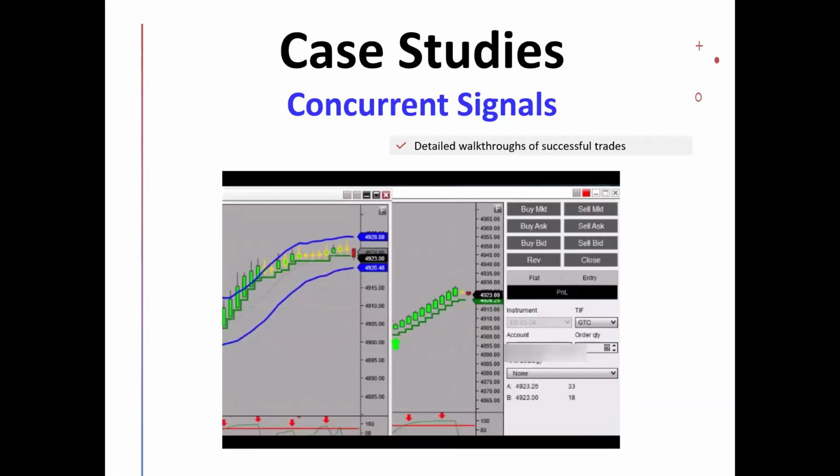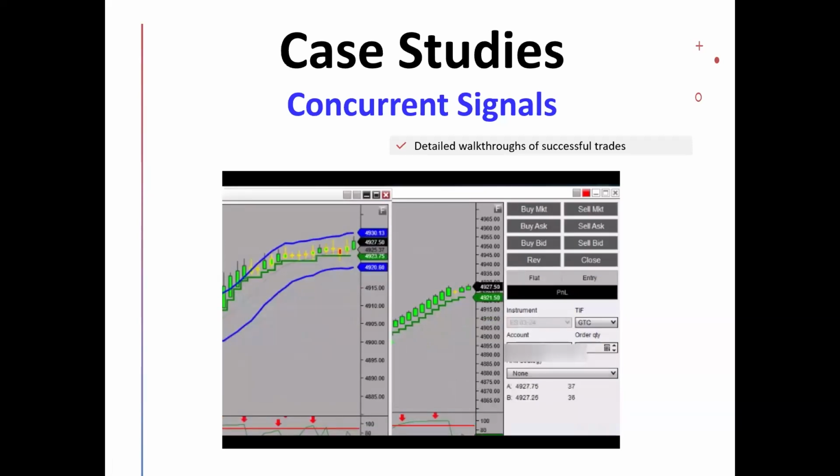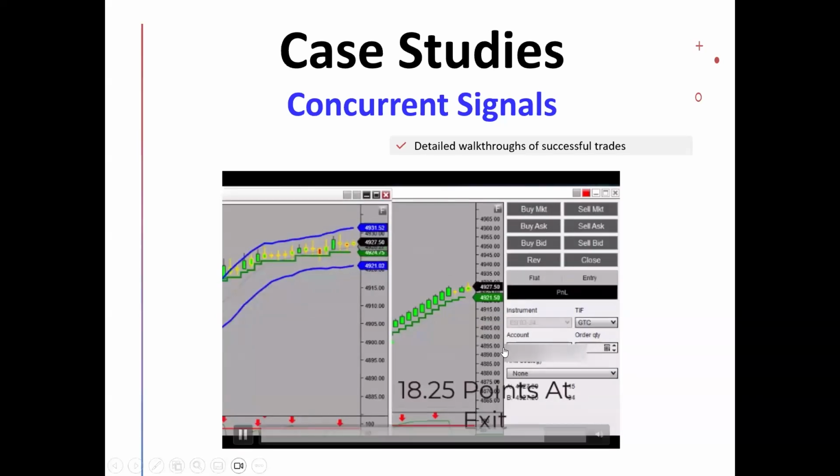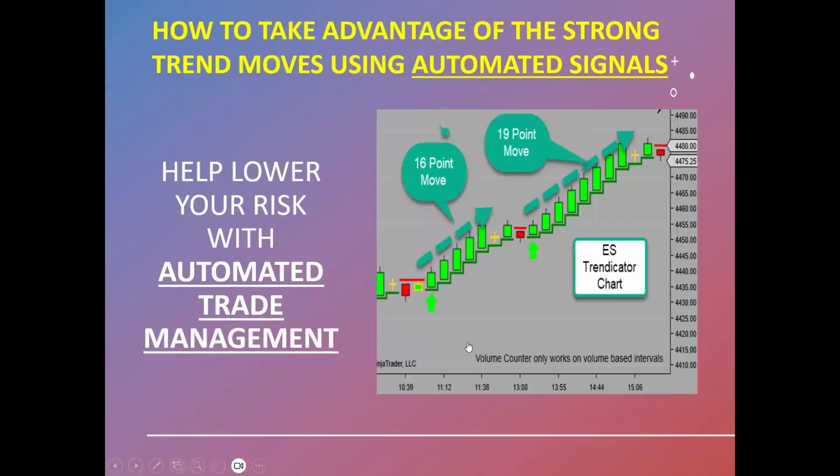So again, this is an example of a move up. Left side is a 20-second chart. Right side is the NaviRenko chart. We moved up about 18.25 points before we exited on the trailing stop in this particular trade. Again, an example of the NaviRenko chart: move up for 16 points, pulled back, had a new buy signal for a 19-point move up, again on the E-mini.